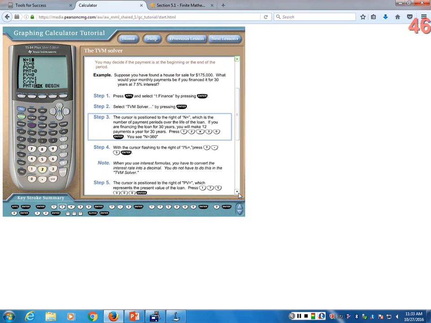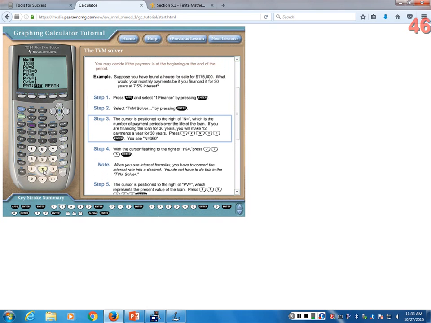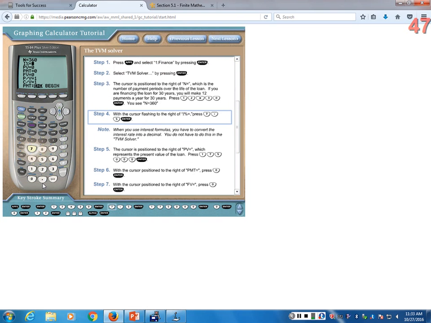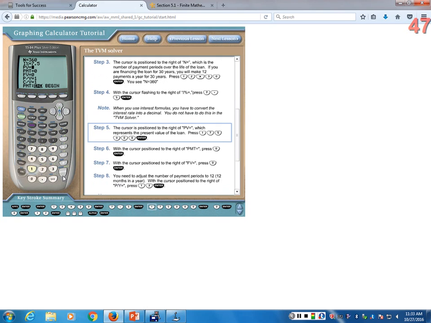I'm trying to figure out why it wants me to press the buttons I'm pressing. So I'll go ahead and press them. Okay, it's going to make me actually multiply it out. That's okay. So N is 360. The interest rate says it's 7.5%, so we press 7.5. So you wouldn't put .07? No, because if you look at what it asks you for, it says I%. So it's going to convert for you.